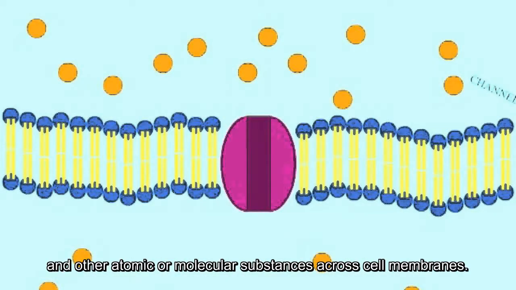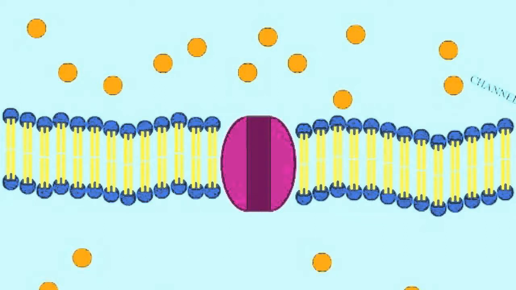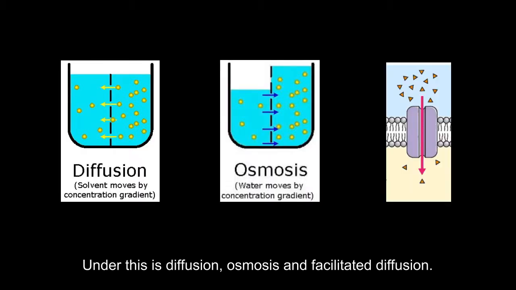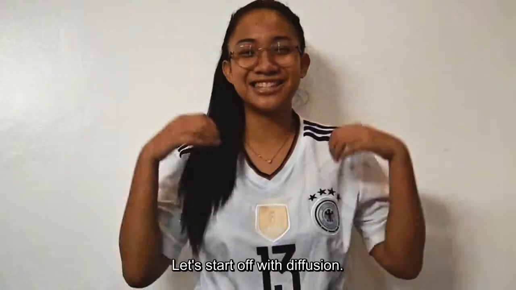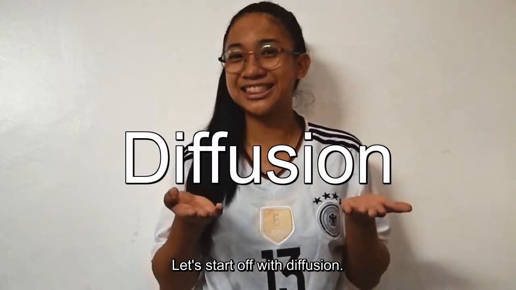So what is passive transport? Passive transport is the movement of ions and other atomic or molecular substances across cell membranes without the need of energy input. Under this is diffusion, osmosis, and facilitated diffusion. Let's start off with diffusion.